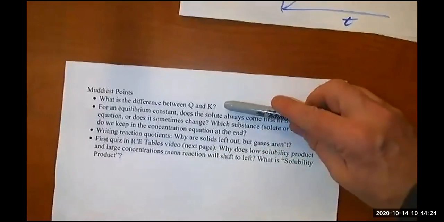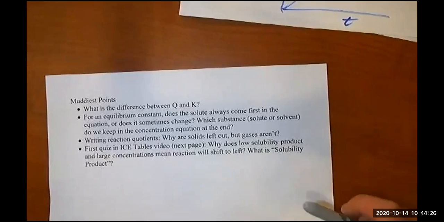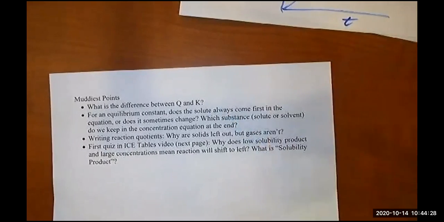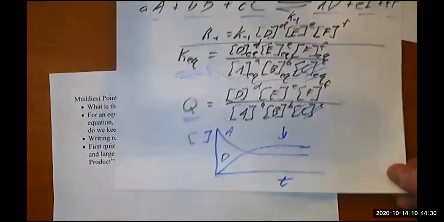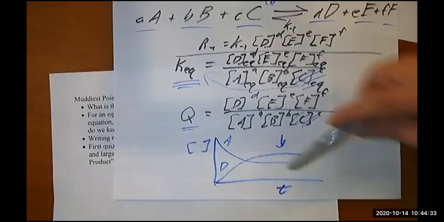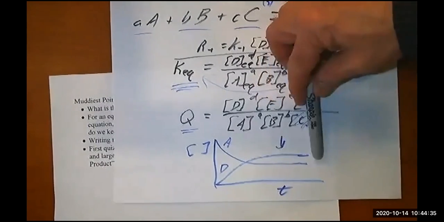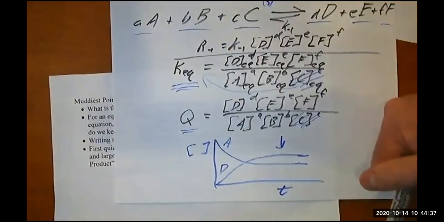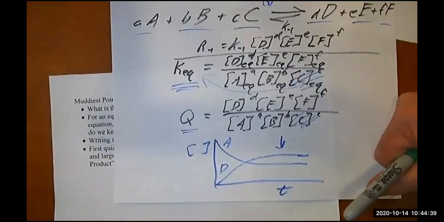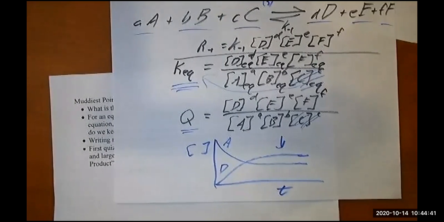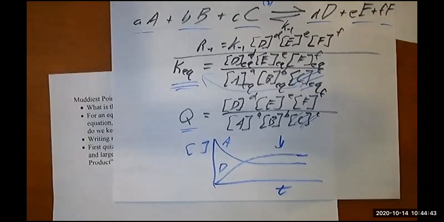One of the first questions we have here is, what's the difference between Q and K? The fundamental difference is that K is after you have reached equilibrium, and Q is any time before you have reached equilibrium. The importance of the difference between the two is that by comparing the two, you can tell which direction the reaction is going to proceed in order to approach equilibrium.